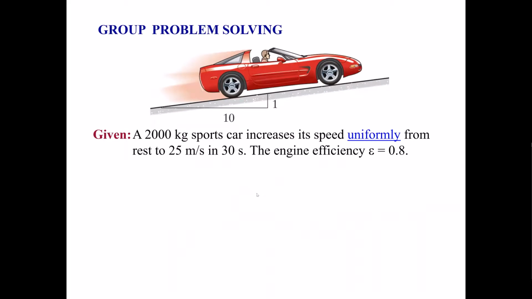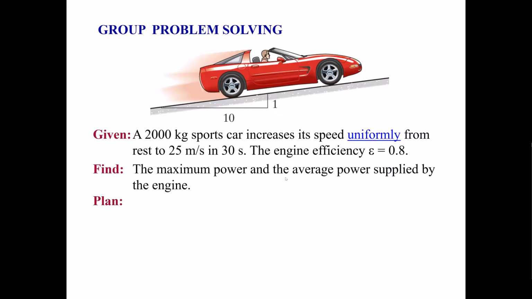Okay, next problem. We have a car increasing its speed uniformly from rest to 25 meters per second in 30 seconds, and we have a defined engine efficiency. So what we're going to look for is the maximum power and the average power supplied by the engine. So we'll have to think about how that relates to this. And notice, we have the efficiency related to it, so we're going to be using the efficiency for both things. We're going to need it for the maximum power and for the average power.